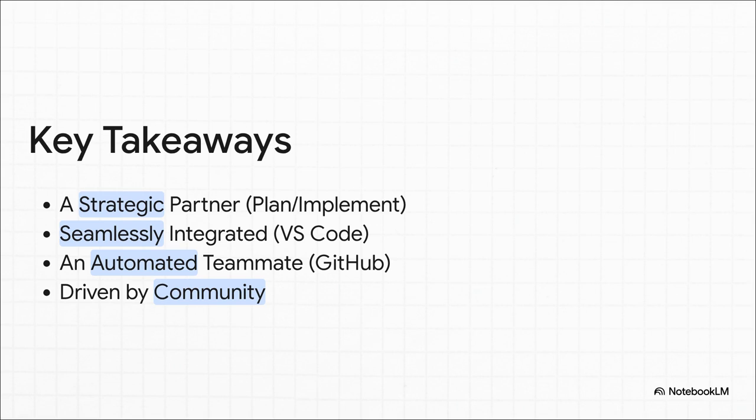So, let's wrap this all up. What are the key takeaways here? Well, with Gemini CLI 2.0, you're getting a strategic partner, thanks to those plan and implement modes. It's seamlessly integrated right into your workflow with VS Code support. It's becoming a truly automated teammate on GitHub. And all of this incredible momentum is being driven by the open source community.